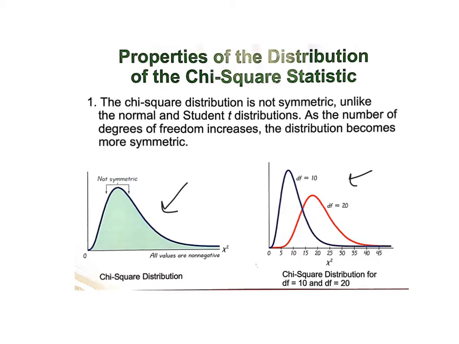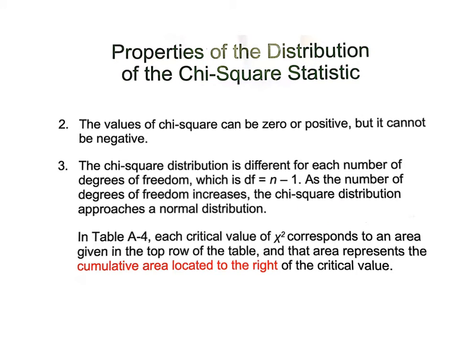So some properties real quick. Number one, it's not symmetric, unlike the normal, and even the t-distribution is symmetric. As df increases, it becomes more and more symmetric. Property 2, the values can be 0 or positive. It has no negatives. Now that's different also. Z-scores can be negative, t-scores can be negative, chi-square is never negative. It can be 0 and positive. Number 3, the chi-square distribution is different for each number of degrees of freedom, so you have to take that into account every time. df is n minus 1, just like we did the other day with the means. As the number of degrees of freedom increases, it gets more normal.